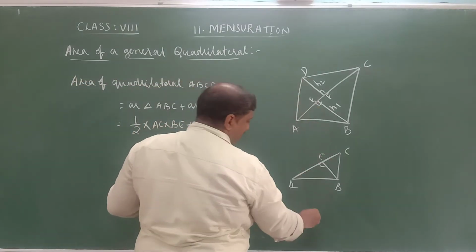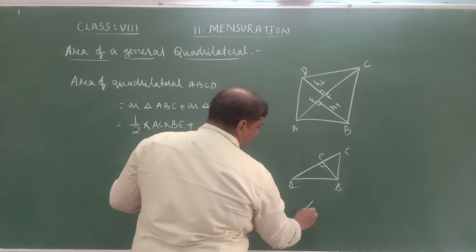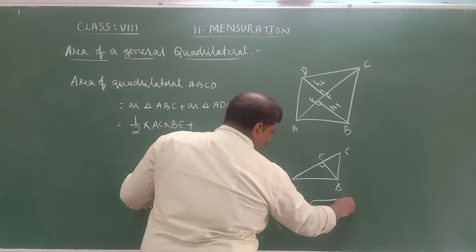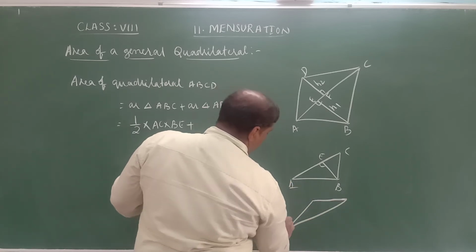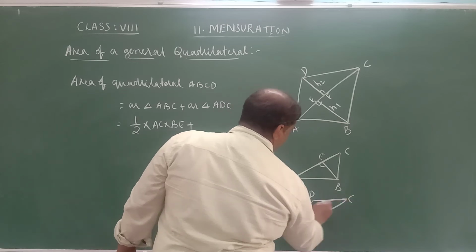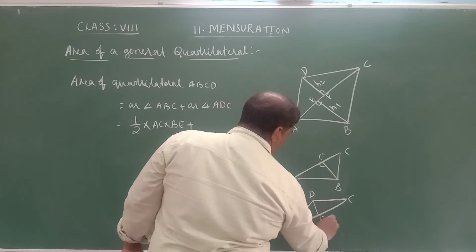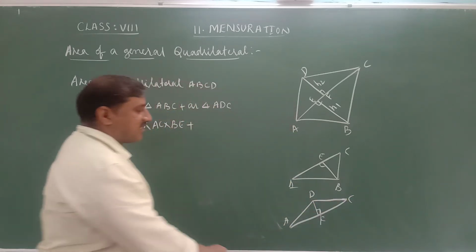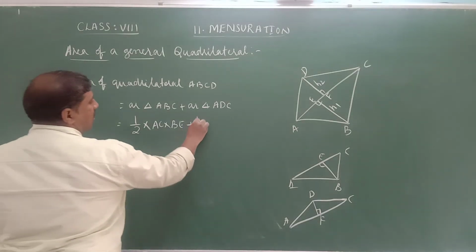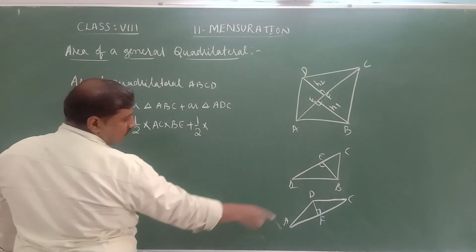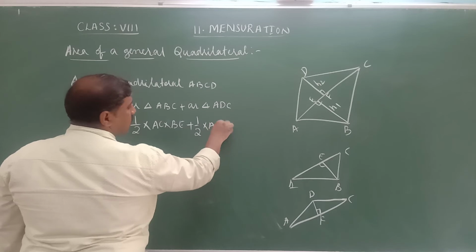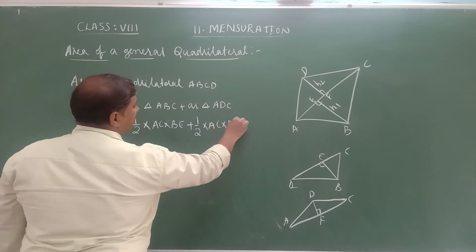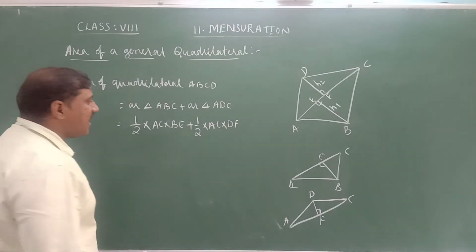This second triangle is ADC, and DF is the perpendicular. Again here, half into base is equal to what? AC into height, and height is equal to DF.